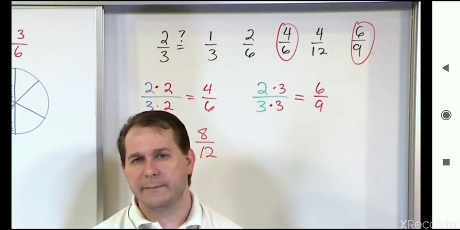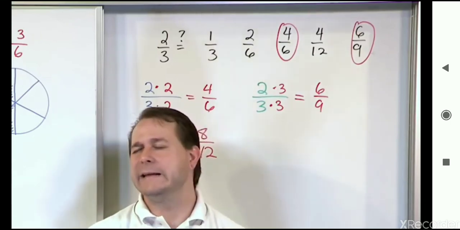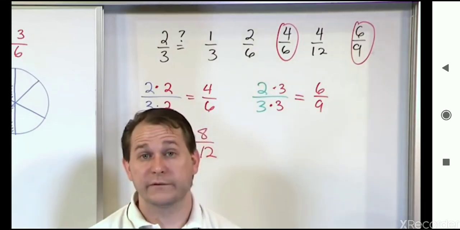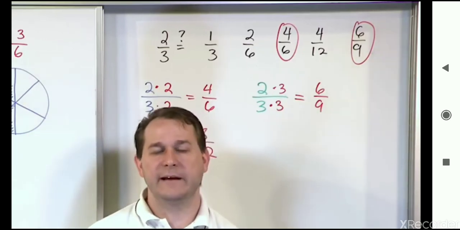The number 1 rule to remember is you can multiply the top and the bottom of a fraction by anything you want, as long as you multiply the top by the same number that you're multiplying the bottom. That keeps everything in balance.